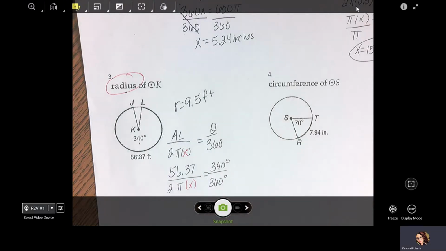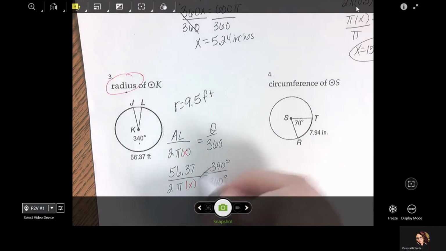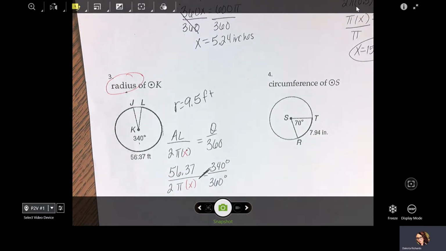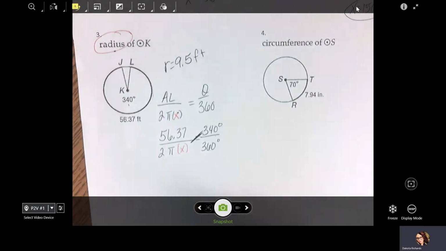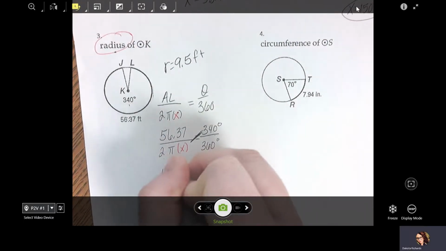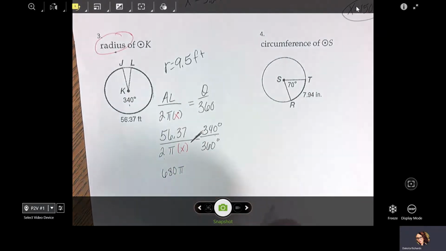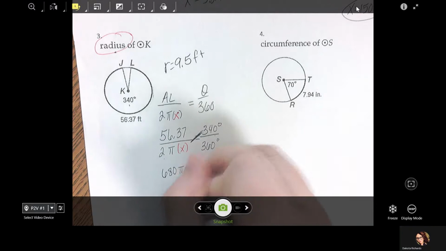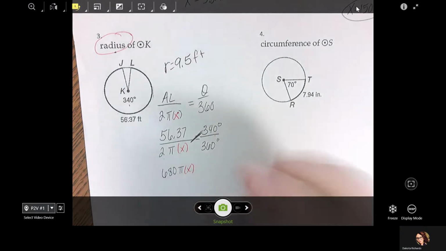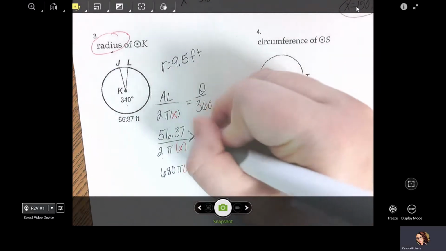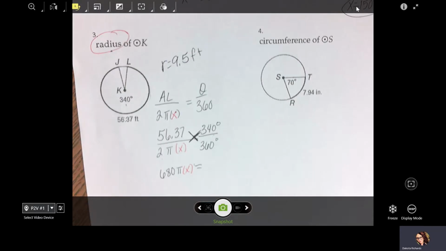Now from here, what do we do? Don't touch pi until the very end. Just keep it in terms of pi. What is 340 times 2? 680. That's going to be 680 pi times our x, right? And then what's 56.37 times 360?